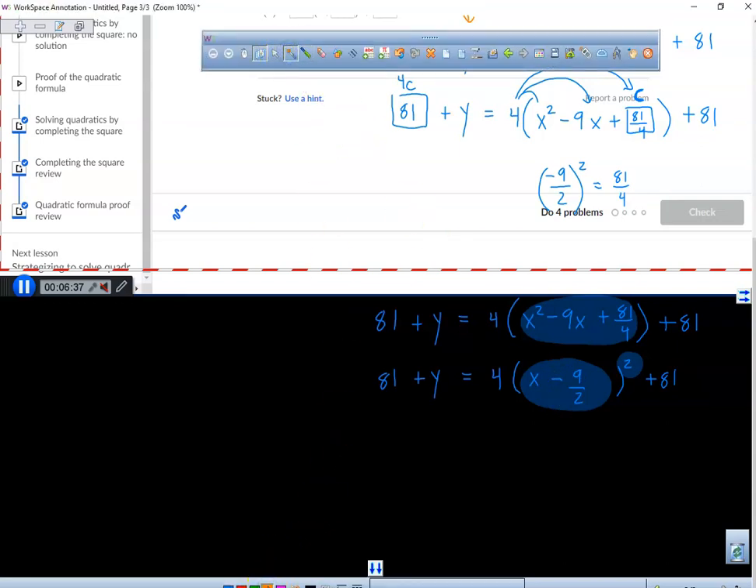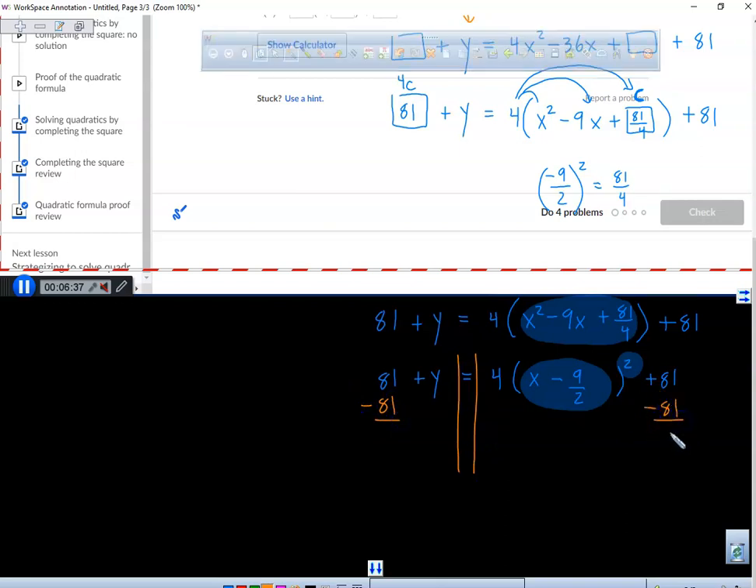What do you guys think? Yeah, that's it. So right here, our final step is what? Take away 81. Take away 81. Woohoo! That zeroes out. So our final answer is this. Was it g of x? H of x? Okay, so h of x equals a 4, open parentheses, x minus 9 over 2 squared.